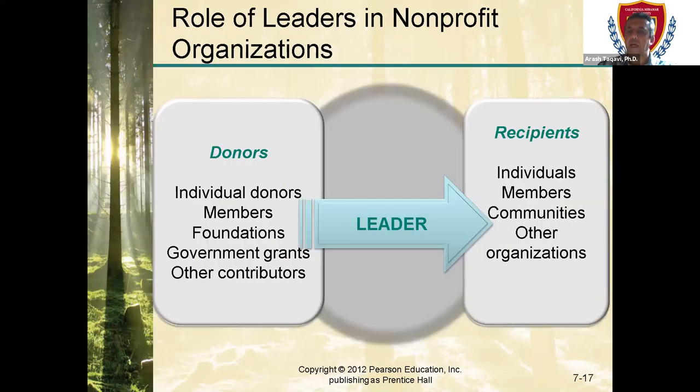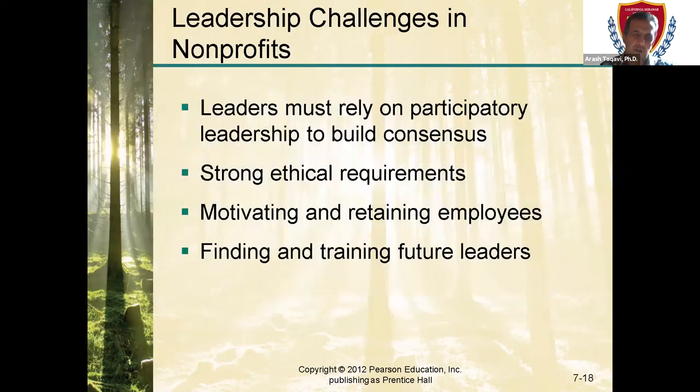You see donors and recipients. Individual donors, members, foundations, government grants, other contributors. These are the donors to a nonprofit company. And recipients are individuals, members, communities, and other organizations. Leadership is between these two parts. Leadership is about taking from donors and giving to the recipients. It is the role of leaders in a nonprofit organization.